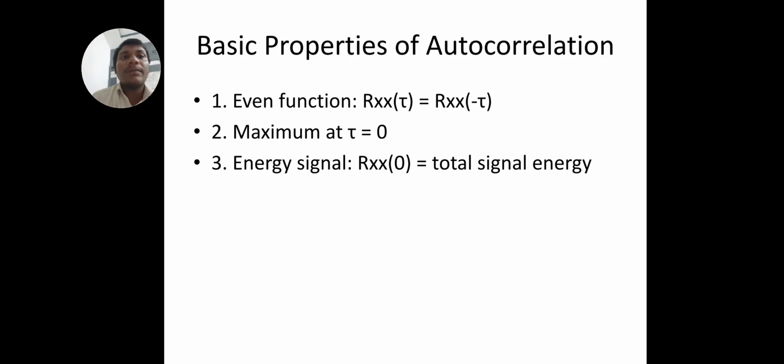Basic properties. There are many properties in both autocorrelation and cross correlation. We are discussing the three major basic properties. First one, even function. Even function means Rxx of tau is equal to Rxx of minus tau. It is even because the autocorrelation is symmetric. Here the maximum value of the autocorrelation lies at the origin, tau equal to 0.